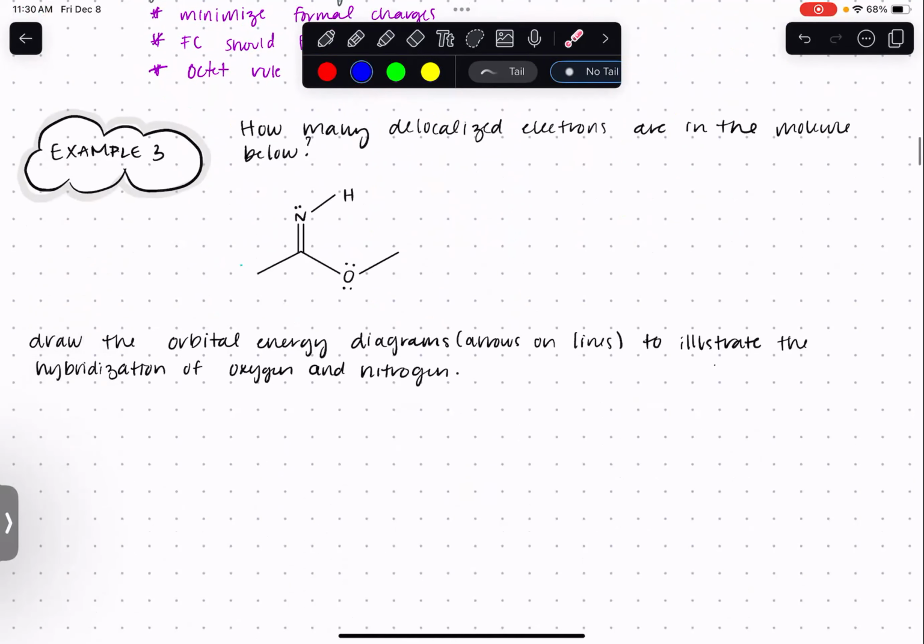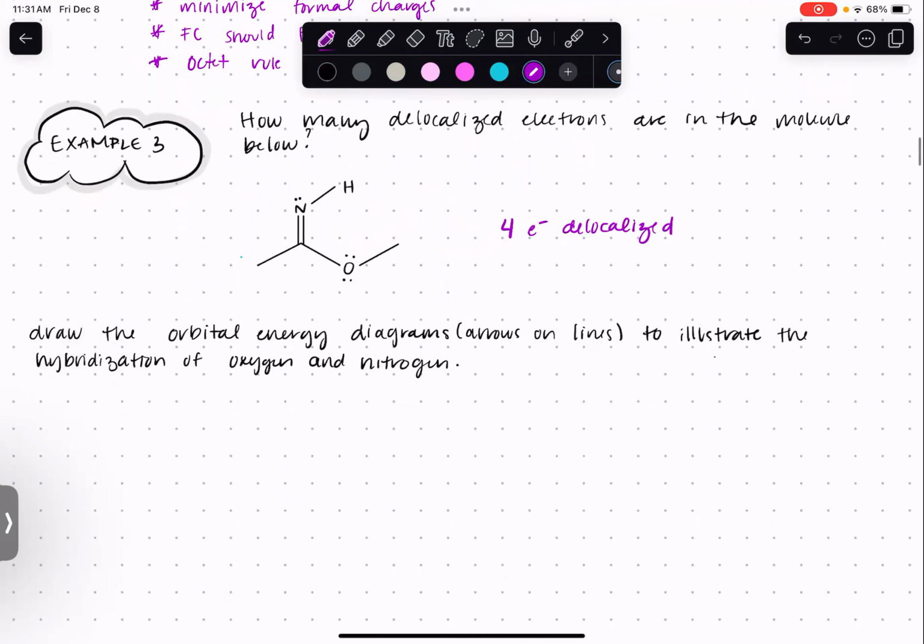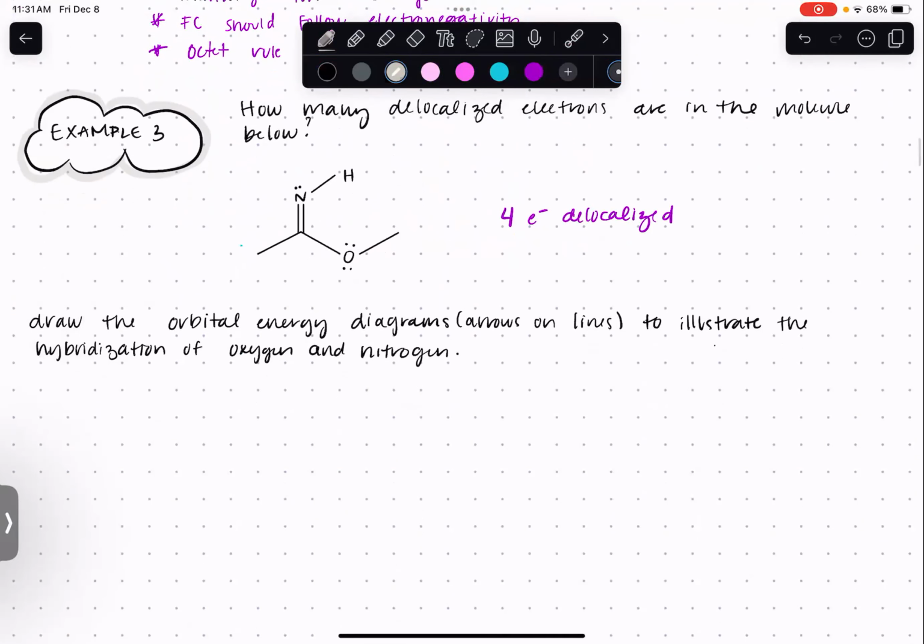So onto this example, how many delocalized electrons are in the molecule below? And that's to say, how many electrons are actively participating in resonance. Yeah, so we have 4 electrons that are delocalized. And they're going to be these 2 in this double bond, and then these 2 on this oxygen.